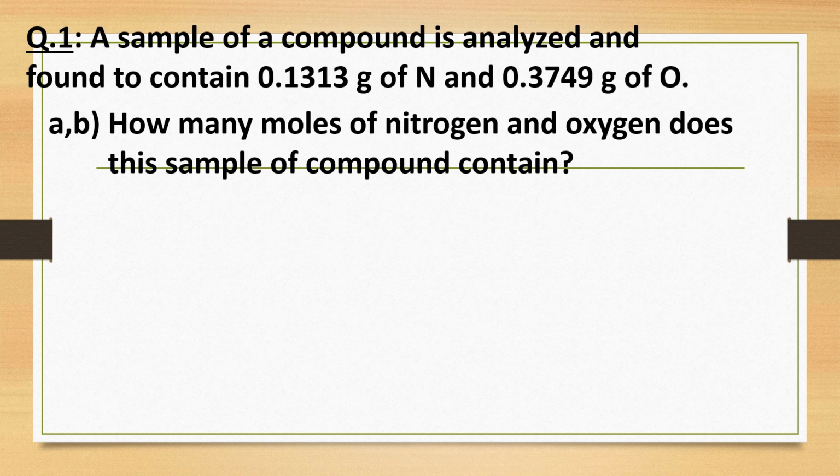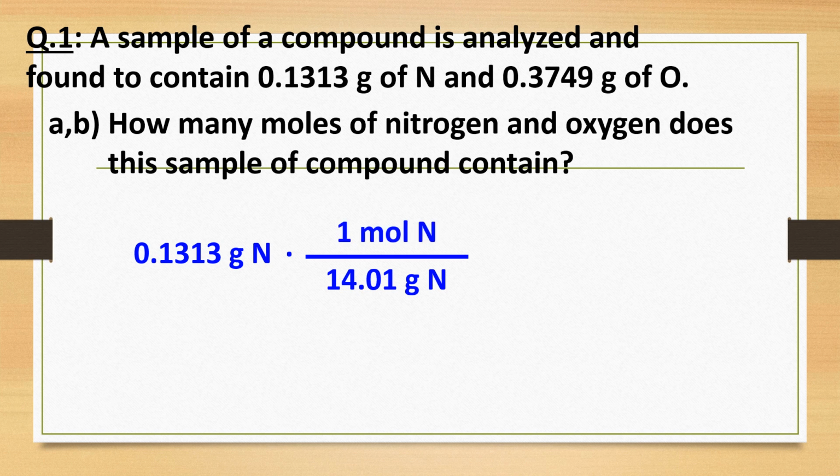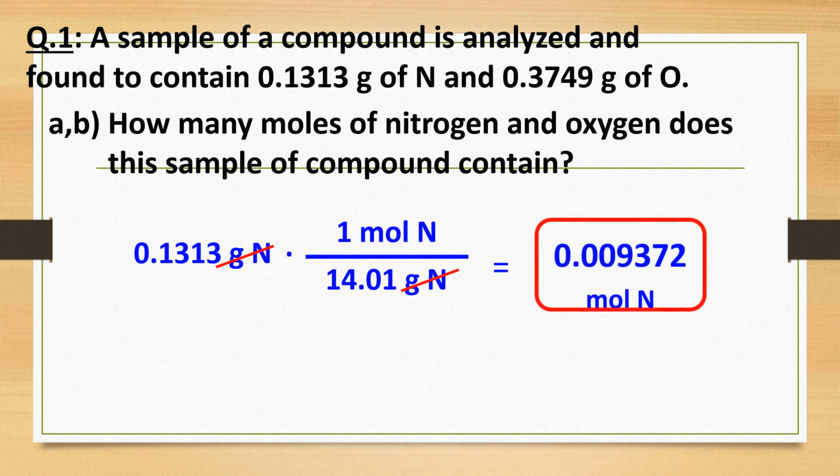For this type of question, we always want to start with a given, and then use the atomic weight from the periodic table to convert the grams into moles. So we first write down the given, which is 0.1313 grams of nitrogen, and divide by the atomic weight: 1 mole of nitrogen is 14.01 grams of nitrogen. Once we cross off the grams of nitrogen in units, we have the units of mole. In this case, we have 0.009372 moles of nitrogen.